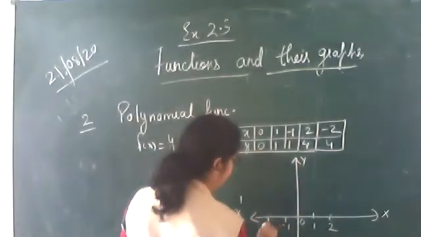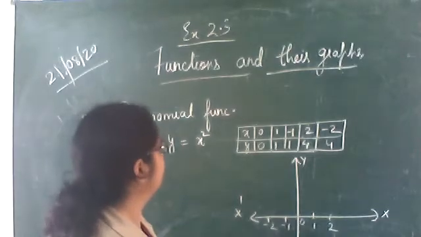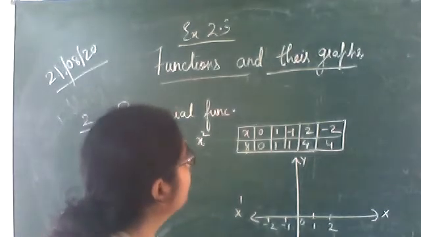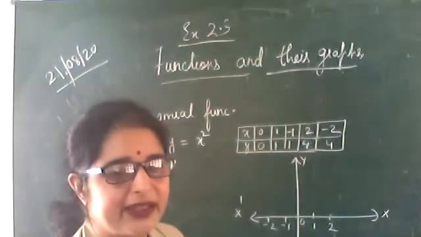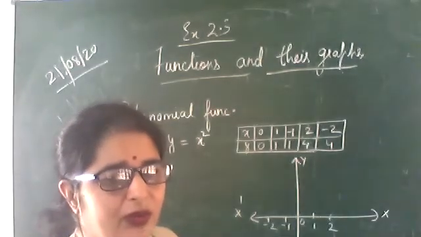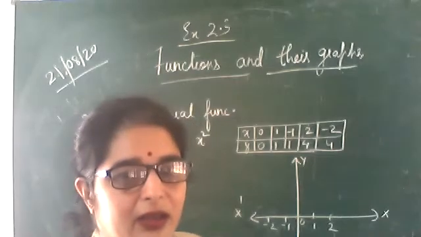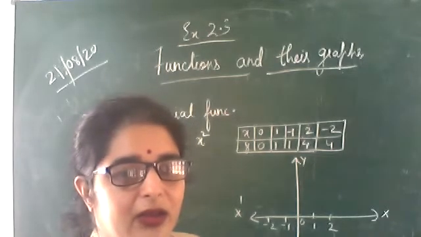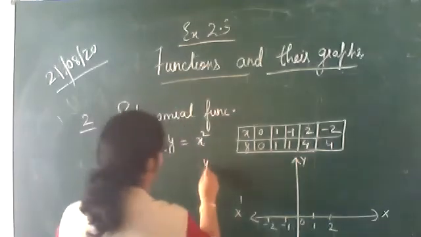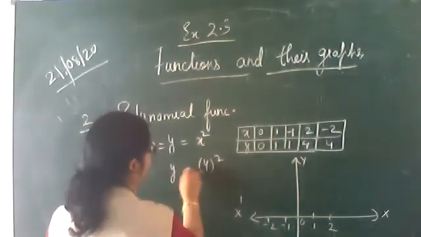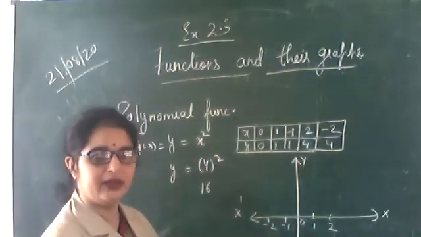Excuse me, ma'am. Yes. X will be 4 and y will be 2. X is equal to 4, then 4 square. Y is equal to what? 4 square, it will be 4 4s are 16. Is it clear?